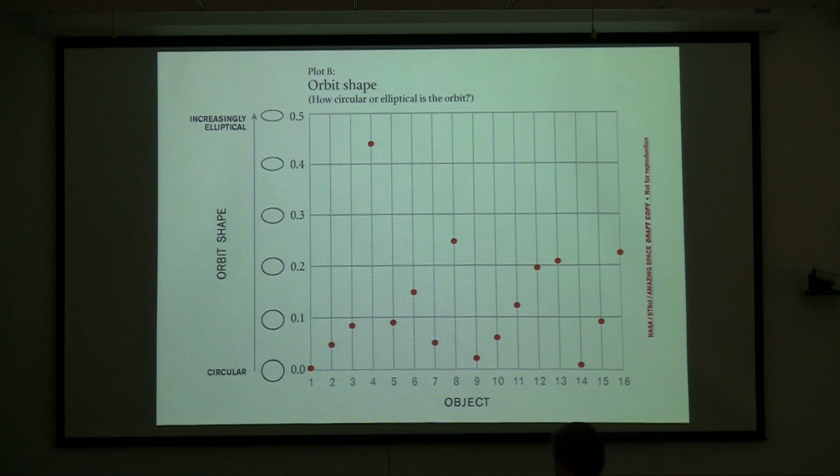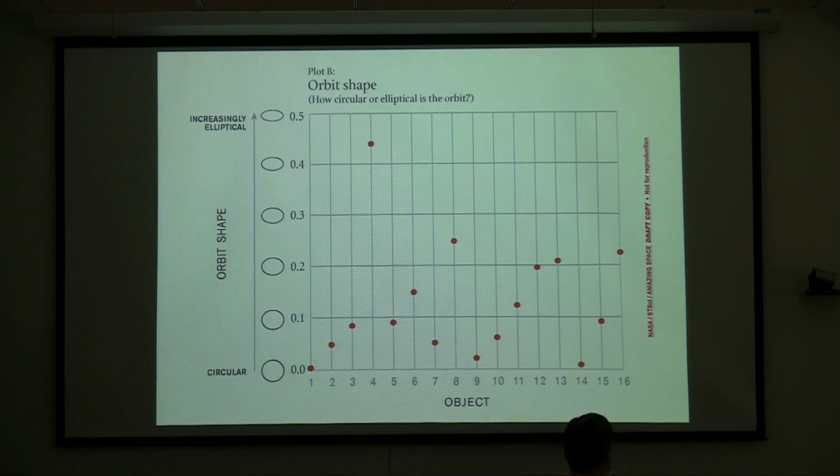Yes? Most, 9 out of 16, are between 0.0 and 0.1. Okay, 9 out of 16 are between 0.0 and 0.1. That's just over half, so you could say most are between 0.0 and 0.1. Good, good. Anything else?